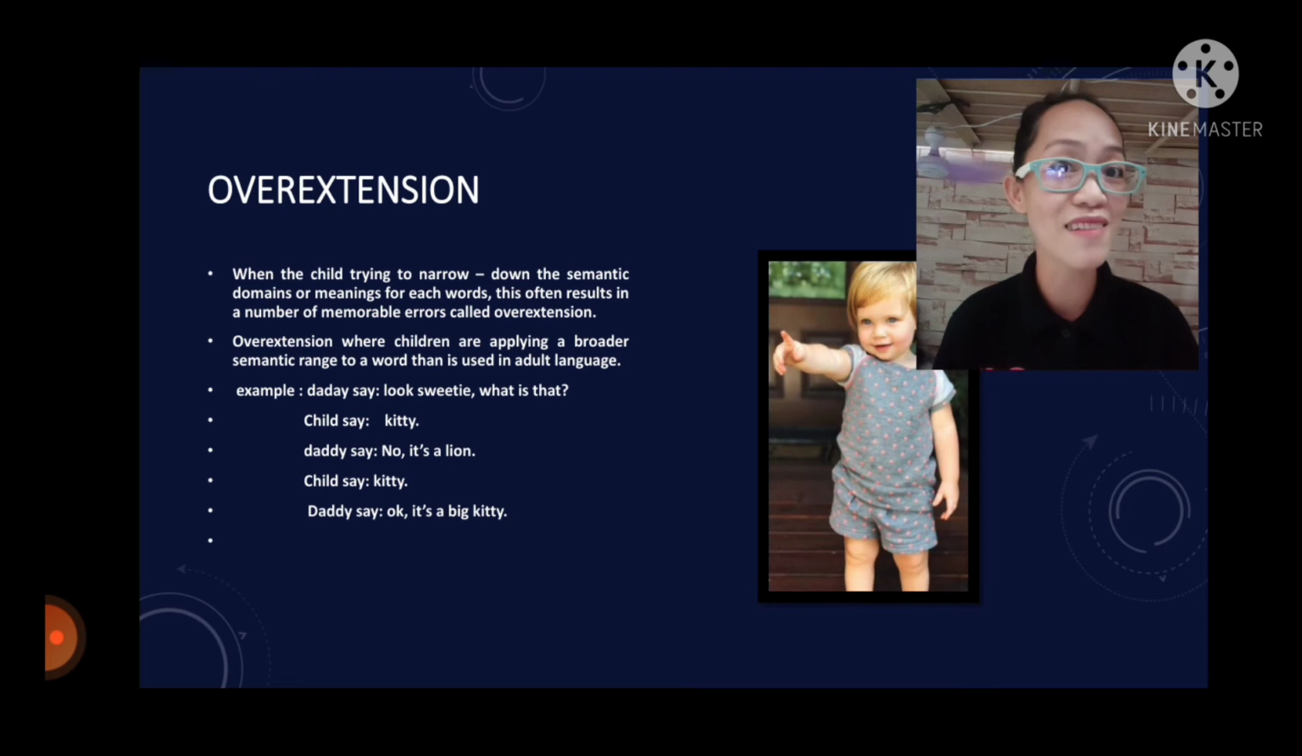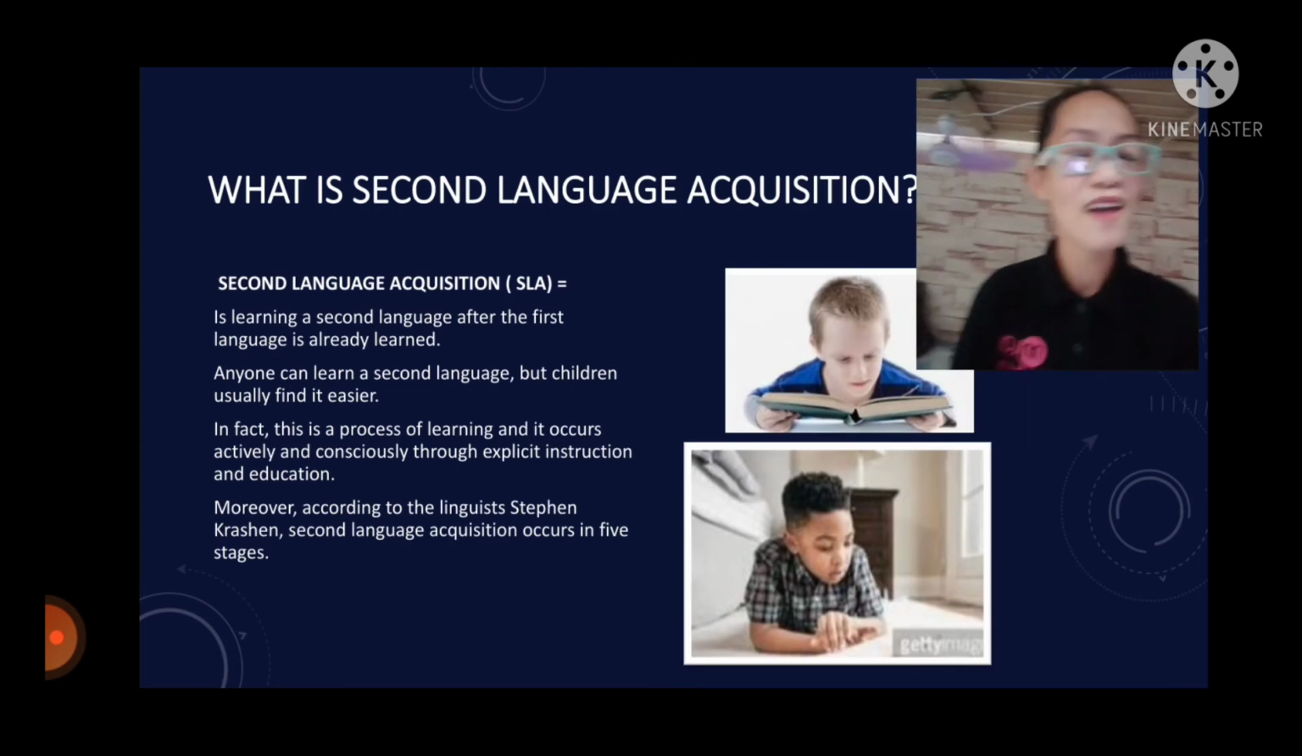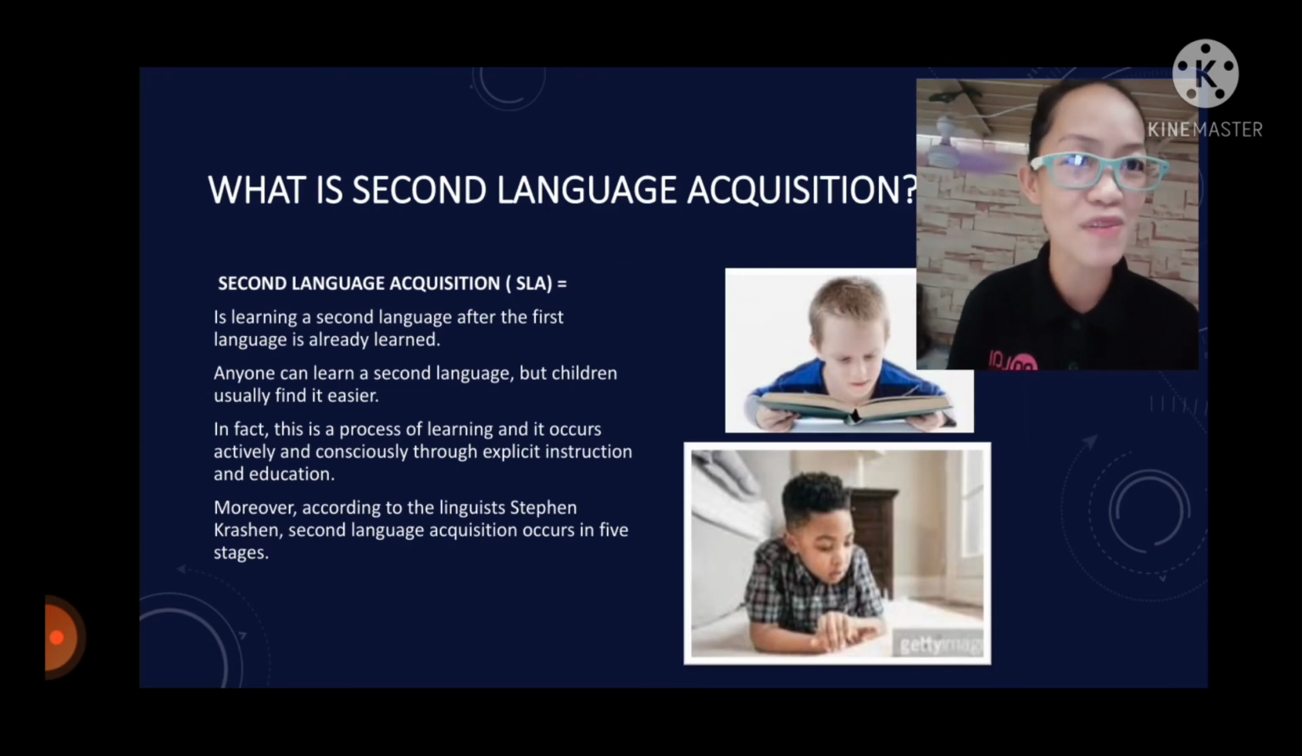And the child will say, kitty. That is how the child is going to overextension or extension. They're going to apply a broader semantic range to a word than is used in the adult language. So we move on to the second language acquisition.